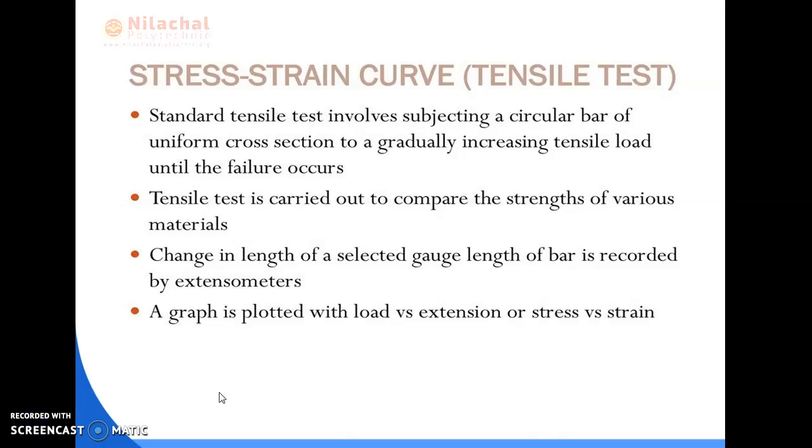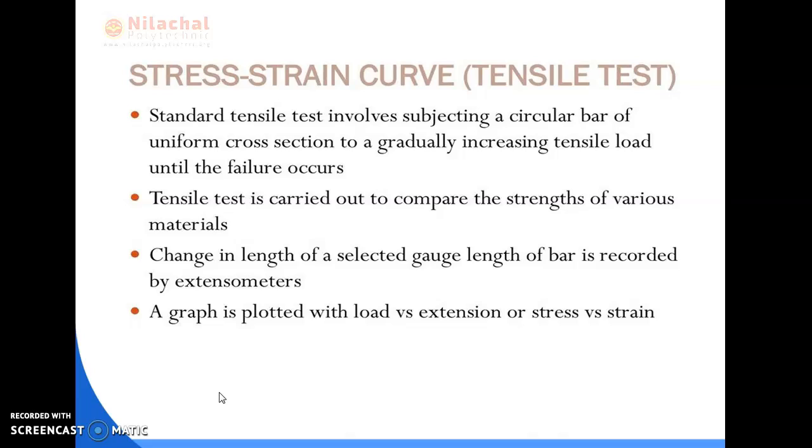Hello friends, welcome to the fifth part of the video lecture for the first chapter of strength of material. In this video, we will be discussing the stress strain diagram for a ductile material.